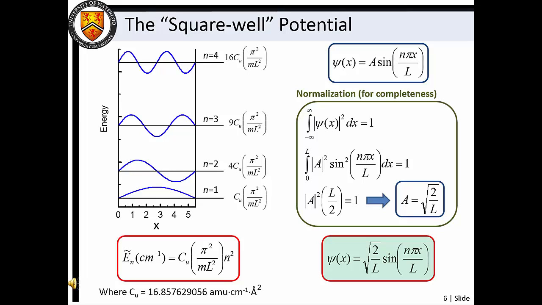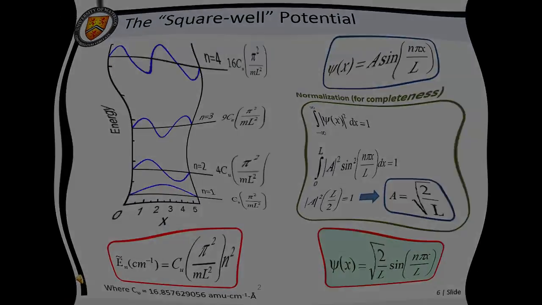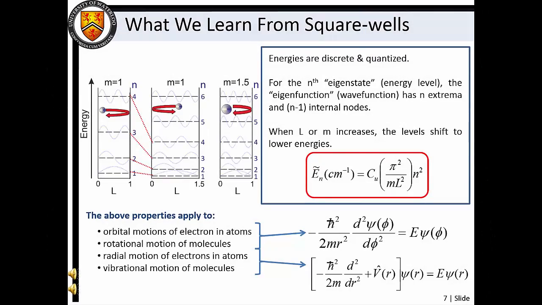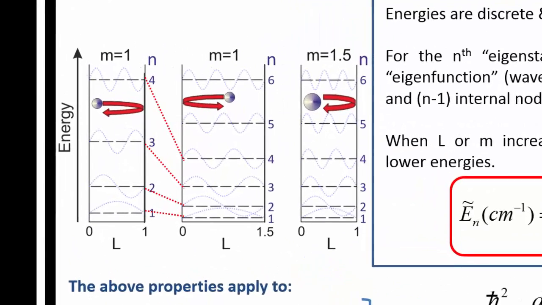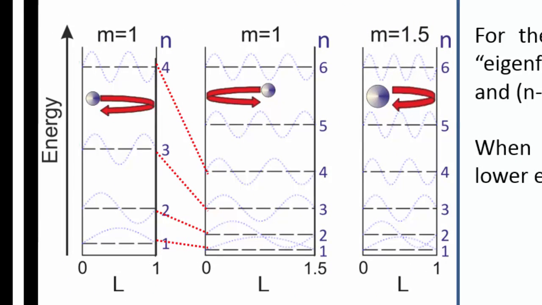Thus we see that each higher energy wave function is just a higher harmonic of the lowest energy or ground state wave function. Owing to its shape, the particle in a box potential energy well is also known as a square well. The square well model, although very simple, teaches us some very important things about quantum theory. First, we see that energies are discrete rather than continuous.